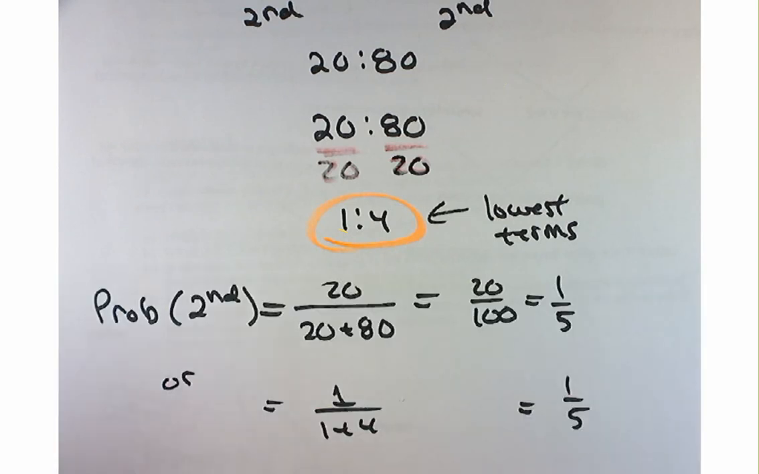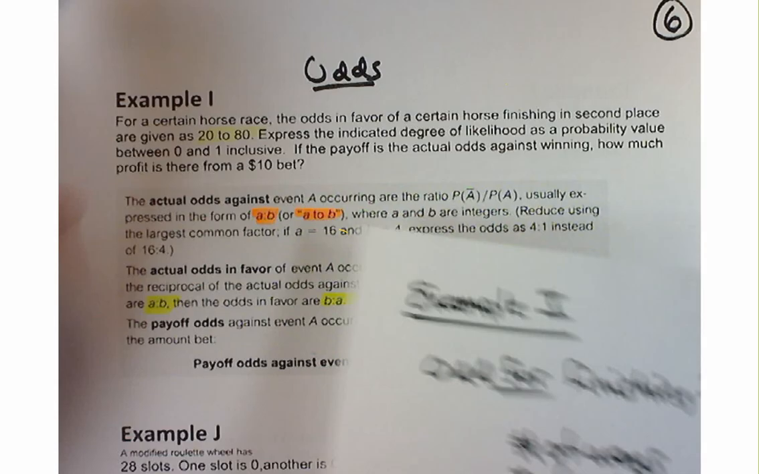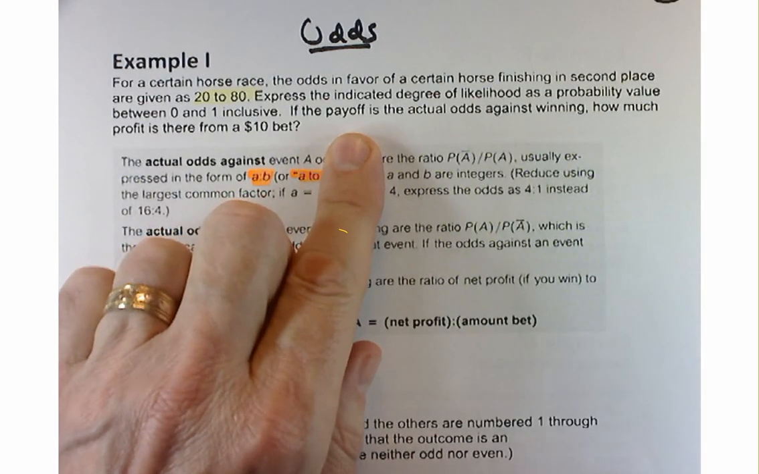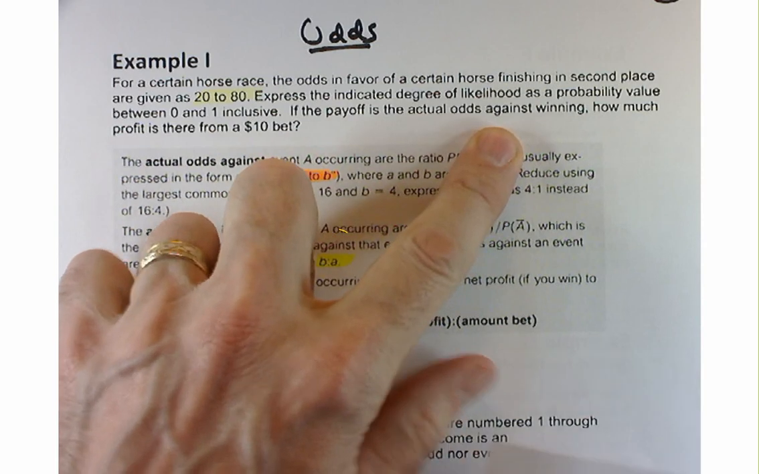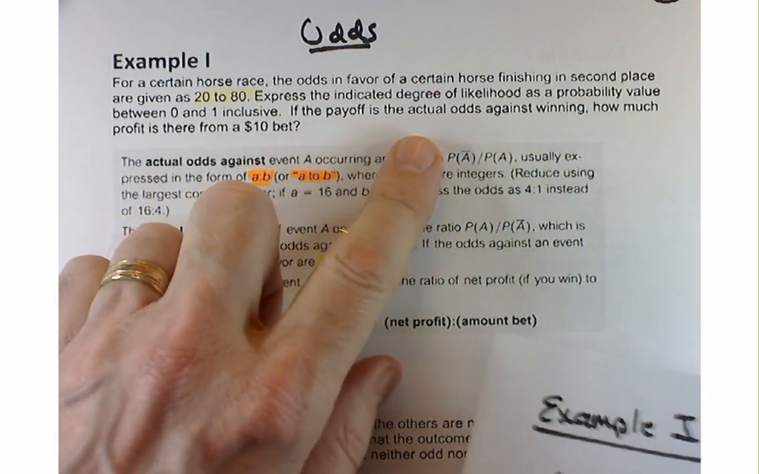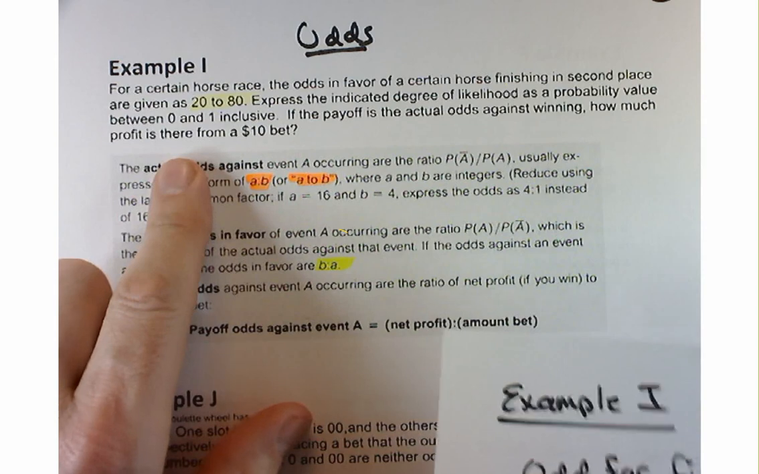Okay, so far with odds. Let's try one more. Now, if the payoff odds are the actual odds against winning, how much profit is there from a $10 bet?